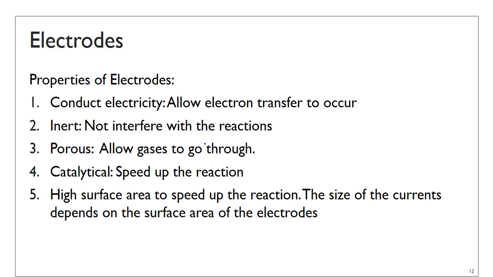But for a fuel cell, this is specific for fuel cell, the electrode has to also be porous to allow gases to go through, and it also needs to be catalytic to speed up the reaction. As I just mentioned, platinum or nickel is going to be embedded in the surface of the electrode. And lastly, it must have a high surface area. So not only is it catalytic, so you have the catalyst embedded throughout the electrode, you also need high surface area, which I think is also why it's porous. The higher the surface area of the electrode is, the faster the reaction is going to be, and the size of the current is going to increase as well.